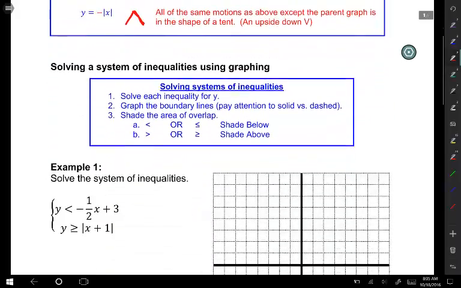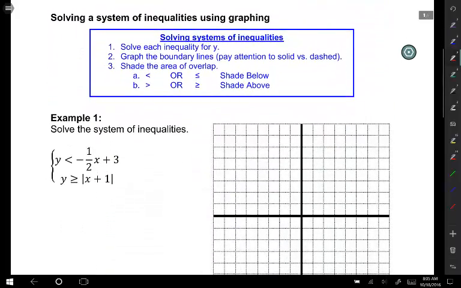All right, so let's slide down here, a little bit more review. Less than or equal to, we shade below. Greater than or equal to, we shade above. So we need to make sure that we are differentiating between those two shading pieces.